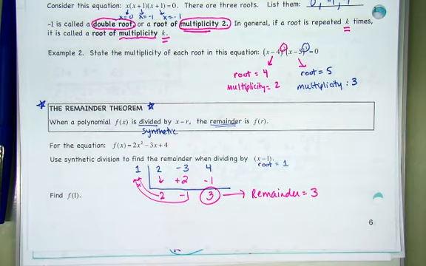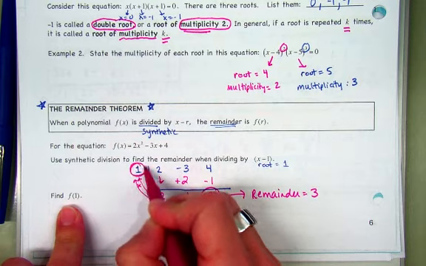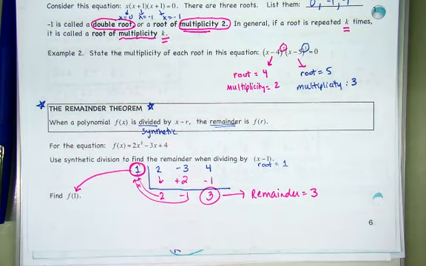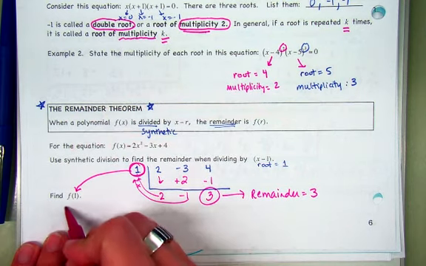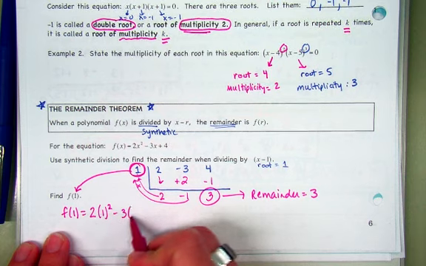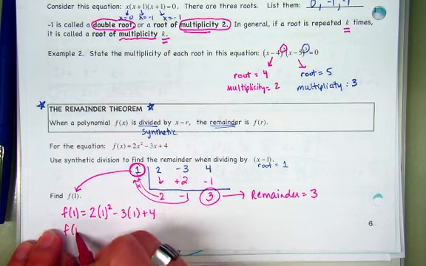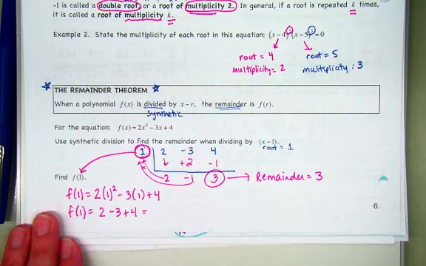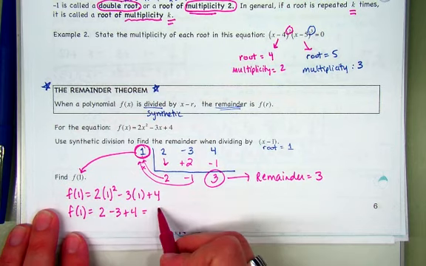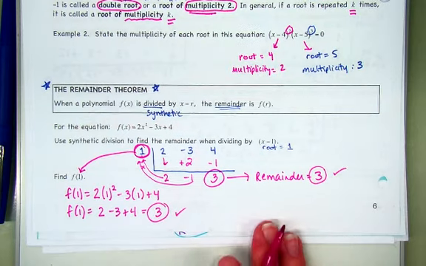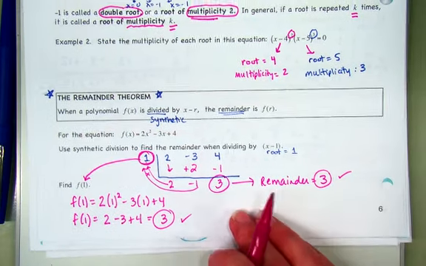Now what the remainder theorem says is that should be the value of the function when I take that root 1 and plug it into my function. I should get the exact same thing. Well, let's check it out and see if it's actually true. So what is f of 1? Well, I plug it in here. I get 2 times 1 squared minus 3 times 1 plus 4. So f of 1 is 2 minus 3 plus 4, and I end up getting 3. And it does work. It'll work every time.